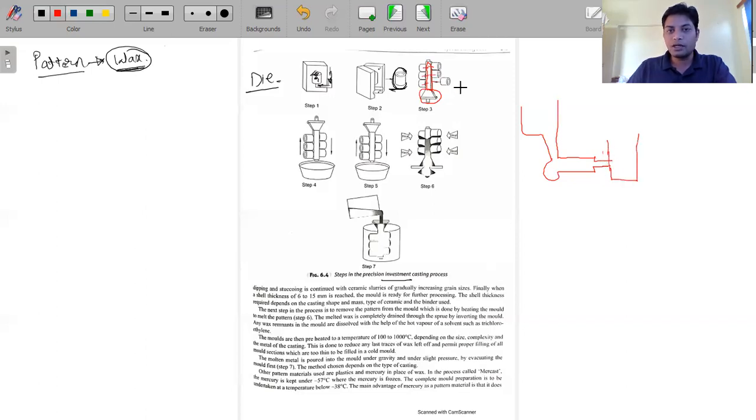This is the runner, which is a horizontal portion, just to flow the material. Here we are not using the runner, but instead of using this runner, we are directly using this cavity, which is like this one. Like this you can assume.